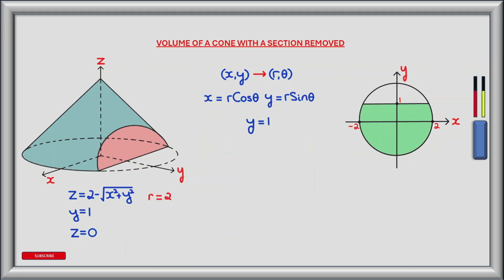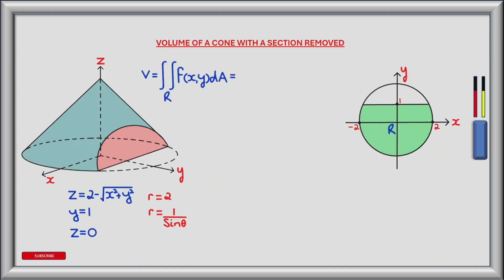And for y equals 1, making the substitution for y, we have r sin theta is equal to 1, which leaves r is equal to 1 divided by sin theta. Now let's look at what we need to do to find the volume.